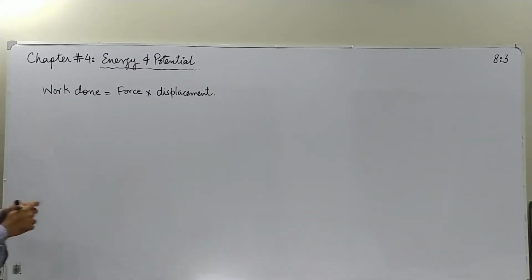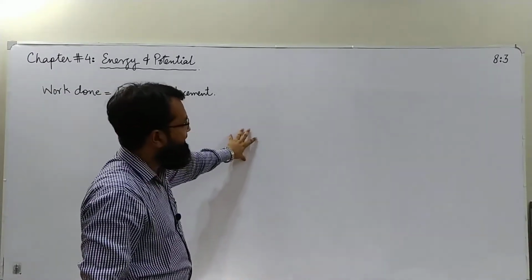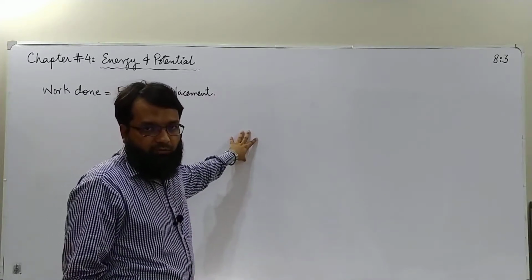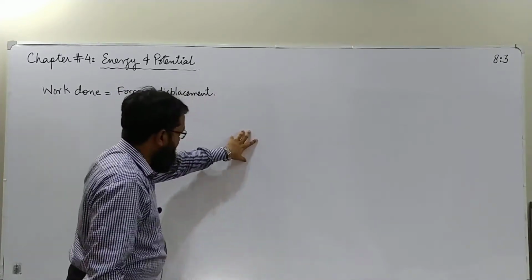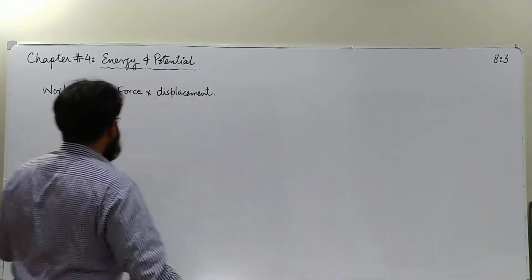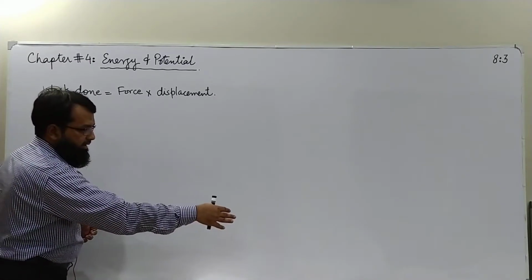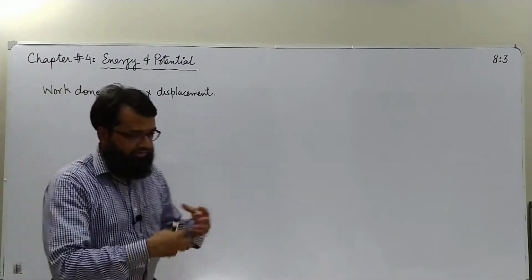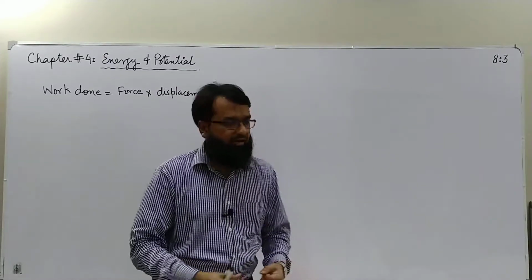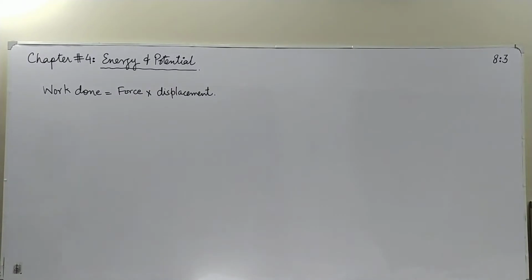If I have a body like this whiteboard, if I keep applying force on it and it is not moving, work done is zero. It does not matter how much force I am applying. If this whiteboard or this body is not moving, the work done is zero. Similarly, if something is moving just by virtue of some physical properties and no force is being applied on it, in that case as well the work done is zero.